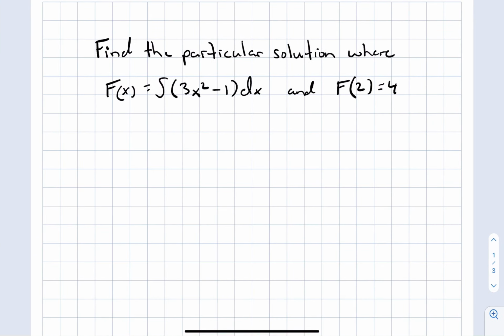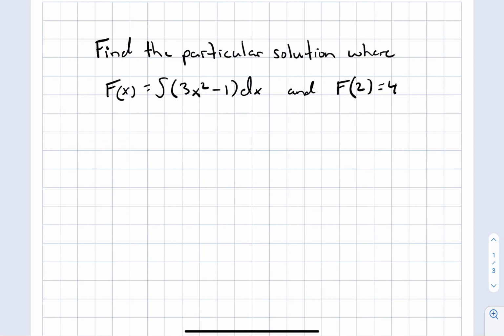We're looking to find the particular solution where we're looking to basically integrate this. All right, we're going to have some function that is going to be the integration of 3x squared minus 1 dx. But then we're also told that f of 2 equals 4. Okay, so we're going to use that information to find a specific function now. All right, so let's see how this is going to work.